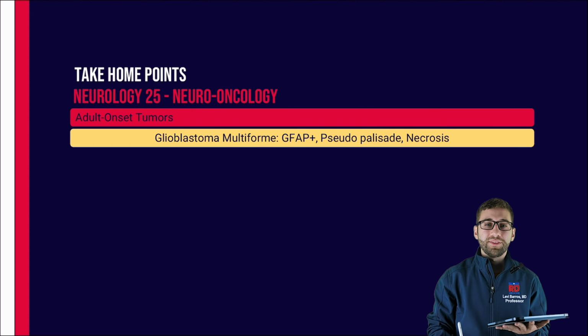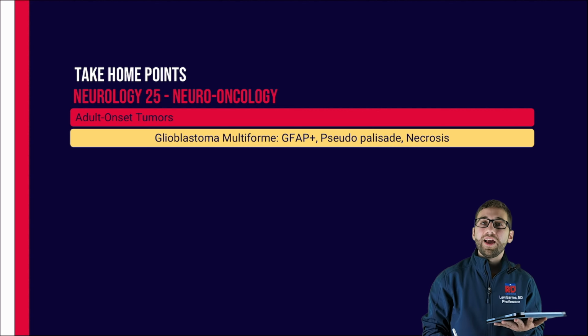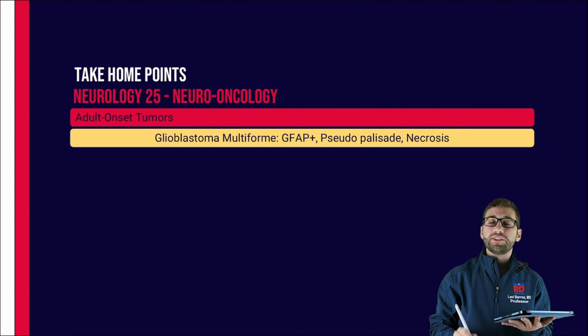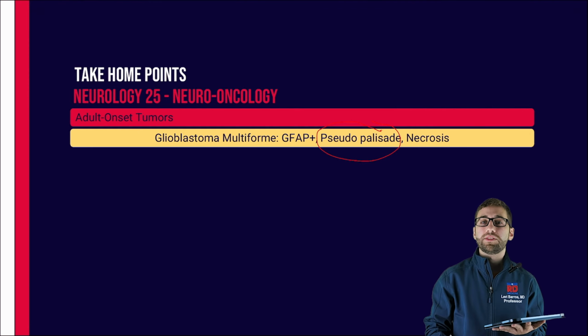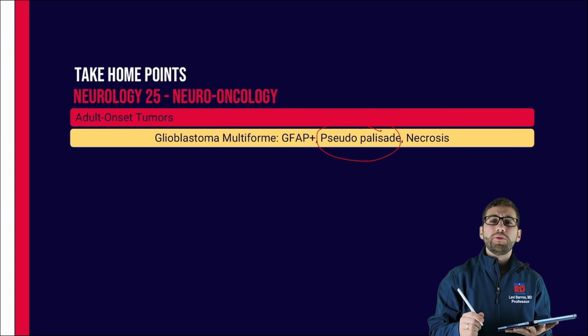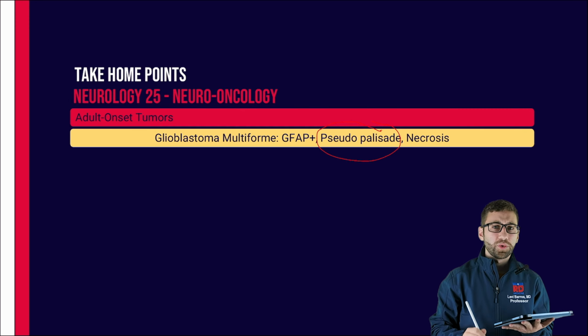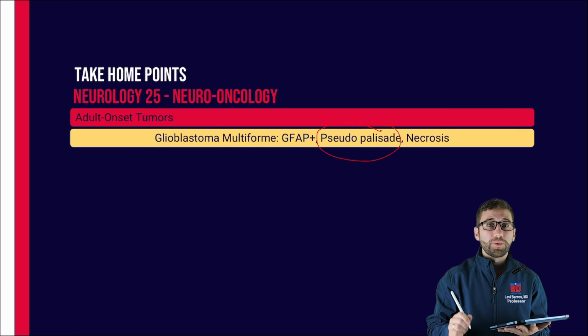Talking about the first one, glioblastoma multiforme, or GBM, is a highly malignant grade 4 astrocytoma. It is characterized by GFAP positivity and histologic features featuring pseudopalisading cells and necrosis. GBM often presents with rapidly progressing neurological deficits and has a poor prognosis.